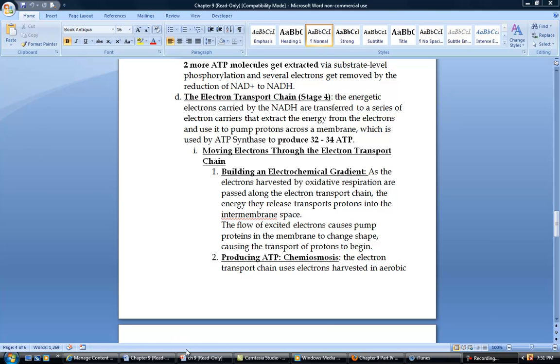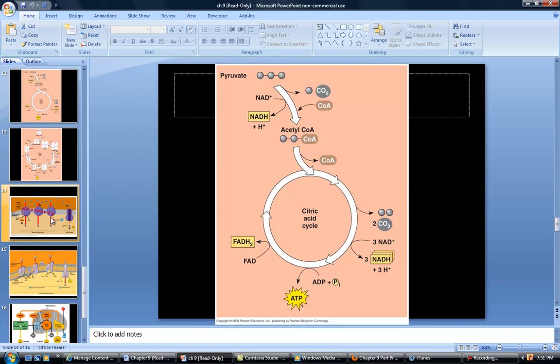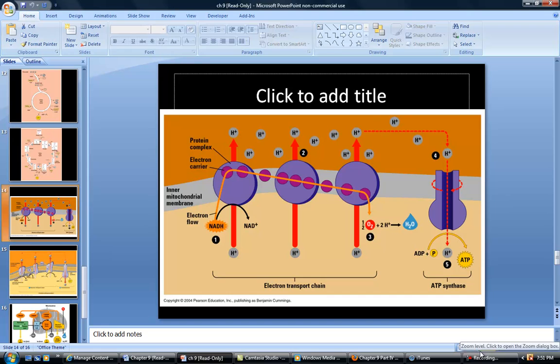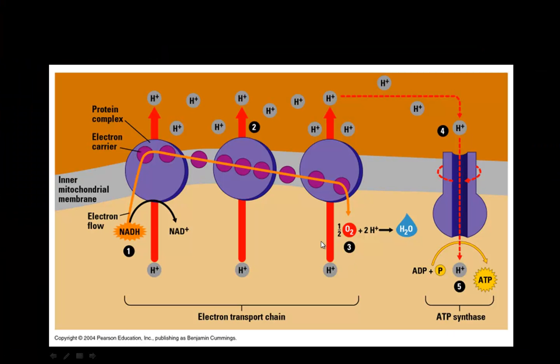So if we look here at this slide, this is showing it. And so all of these NADHs are ending up here. They're going to drop off the electrons. So now they're going to turn into NAD+. Okay? So that means 2 electrons and an H are ending up here. Now the electrons are going to be in this protein complex, but the hydrogens have to go somewhere.